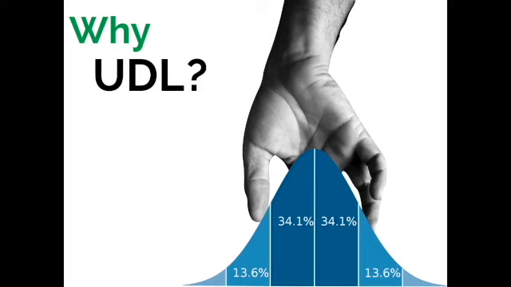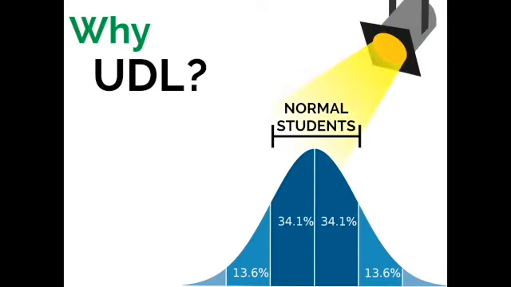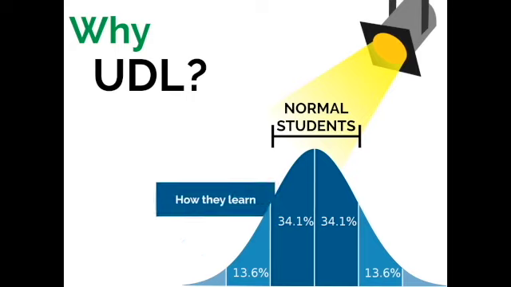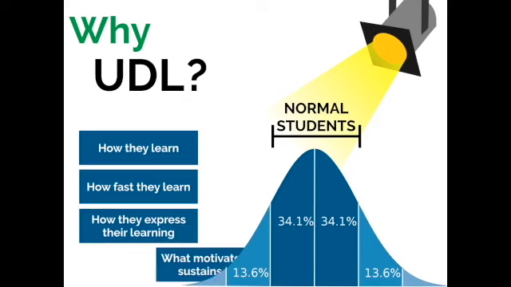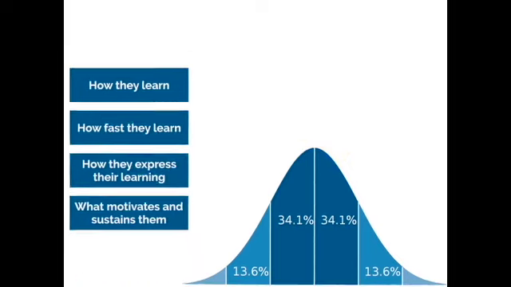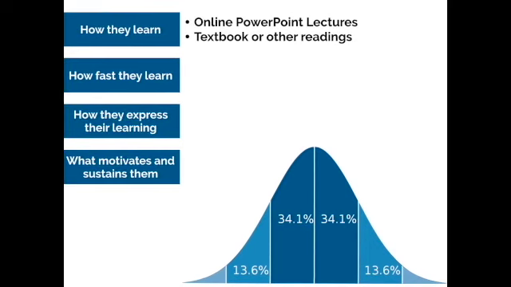I think that question needs to begin with a discussion of averages and how we've come to design courses, both in person and online, for hypothetical normal students. I would go so far as to suggest that we have idealized the normal student. Well, what do I mean by normal? I mean normal in terms of how they learn, how fast they learn, how they express their learning, and what motivates and sustains them.